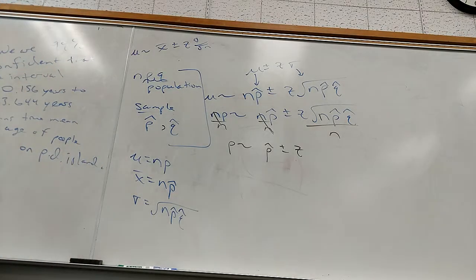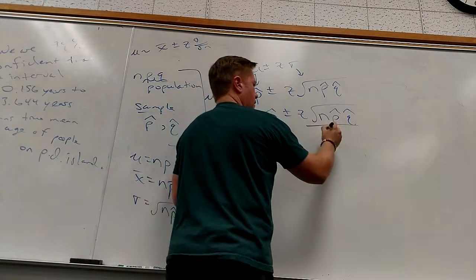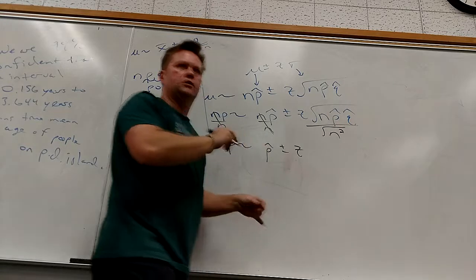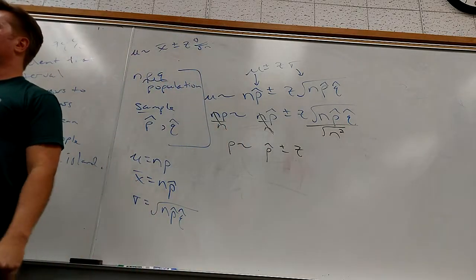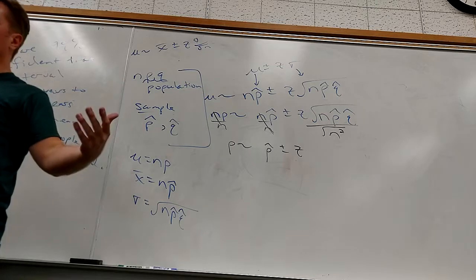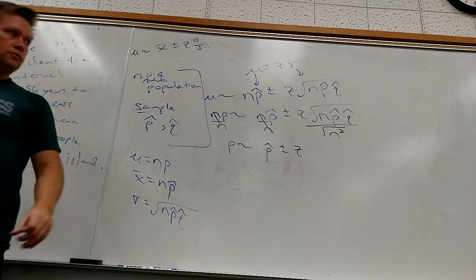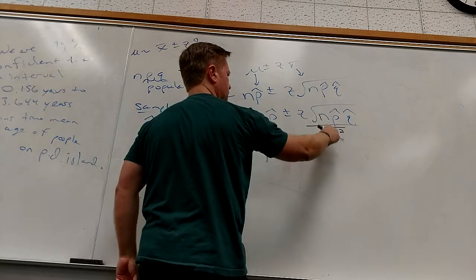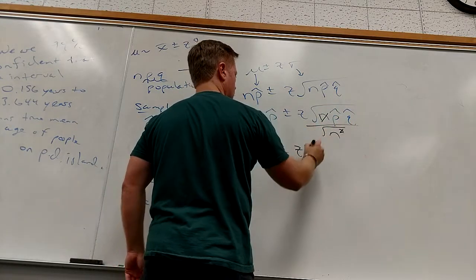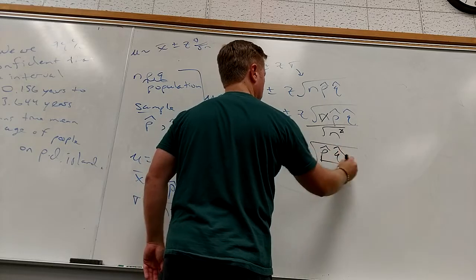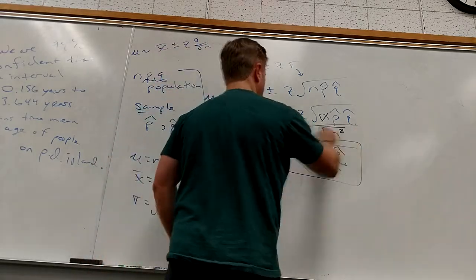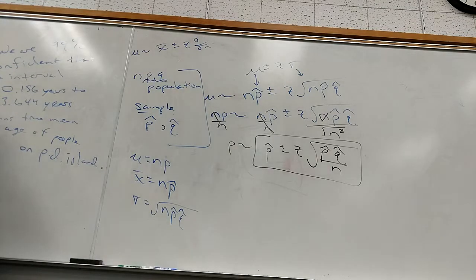I can almost feel the pain in your brain. Just stay with me. We're almost there, right? If I make this become this, did I really change anything? No. The square root of n squared is still n. It's not plus or minus because we know n is a positive number, right? And then how does this reduce? So I end up with this. That is the formula for the confidence interval for a percentage. Just soak that in. Let's do an example.